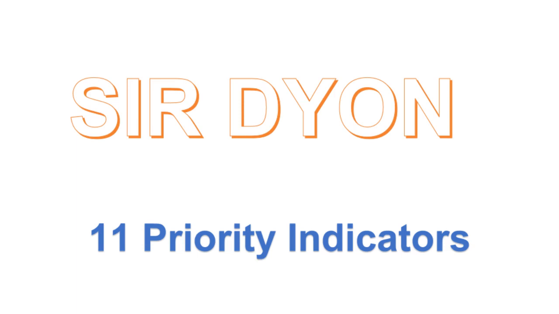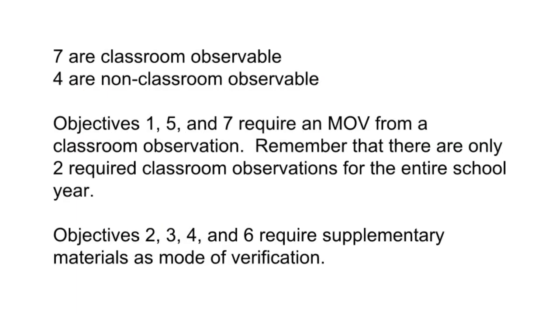These priority indicators were selected based on being more responsive and appropriate to the current context of the teachers, learners, and the learning environment. Of the 11 priority indicators, 7 are classroom observable while 4 are non-classroom observable. Objectives 1, 5, and 7 require an MOV from a classroom observation. Remember that there are only 2 required classroom observations for the entire school year. Objectives 2, 3, 4, and 6 require supplementary materials as mode of verification.